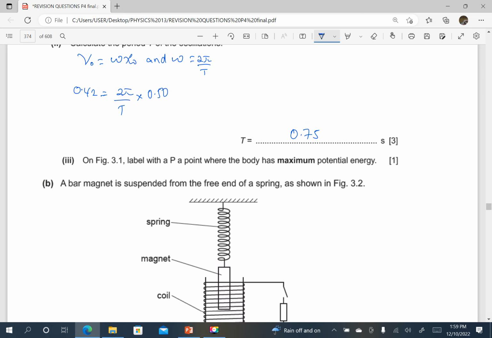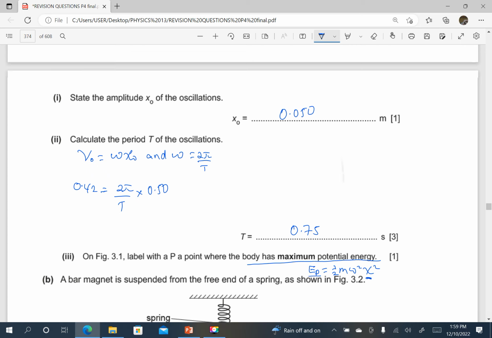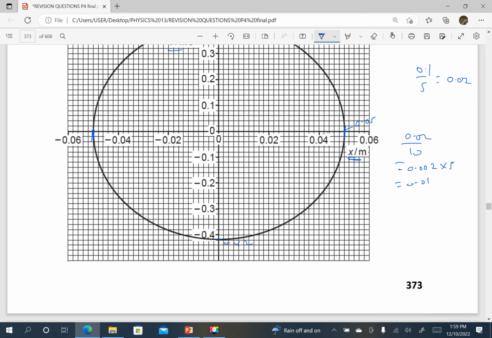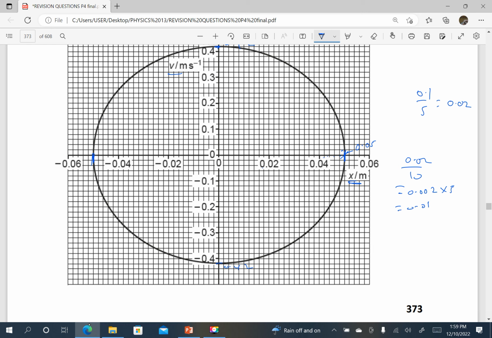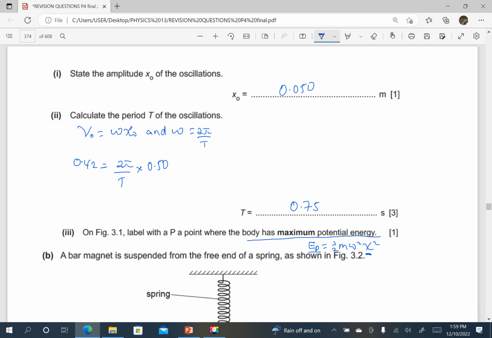On the figure, label with the letter P a point where the body has maximum potential energy. Recall the expression for potential energy. E potential is equal to 1/2 m omega squared x squared. So when x is maximum, potential should also be maximum. So it means this should be a point where the graph crosses the x-axis. So I will call this point P, and this one also can be point P. Those are the points where the body has maximum displacement. Because where the amplitude is maximum, the potential energy is maximum. So we have labeled P.